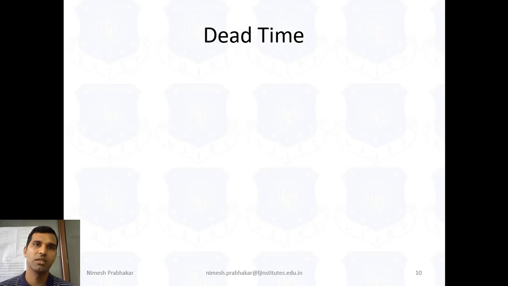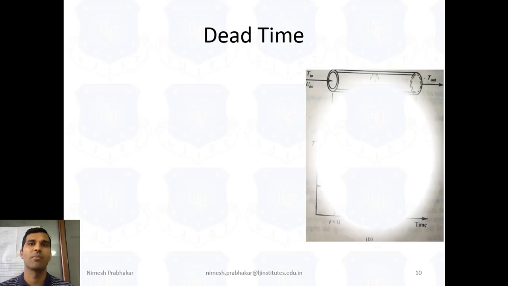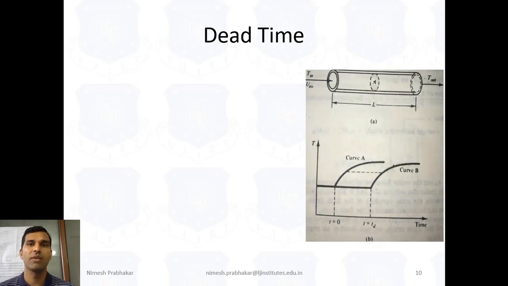Now we see dead time. To understand dead time, we first take one example. Here we consider one pipe in which water flows, and this is the inlet water temperature and this is the outlet water temperature.